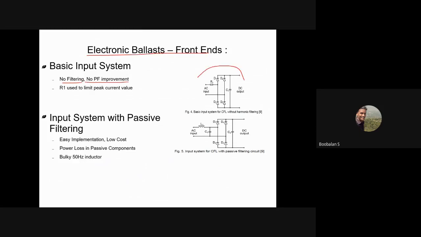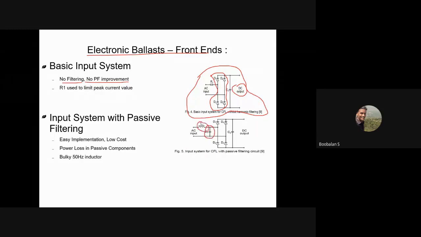So this diagram has no power factor correction. It simply has a resistor and AC input. We are using a bridge rectifier to directly convert it into DC output. This is a standard thing. Nowadays they are using filtering operations, right?